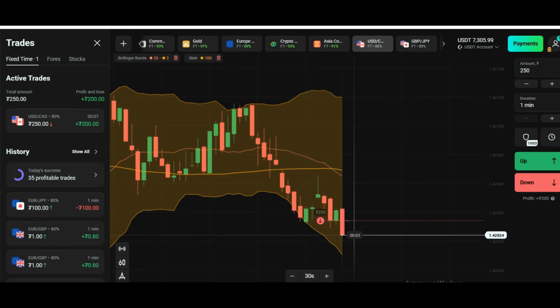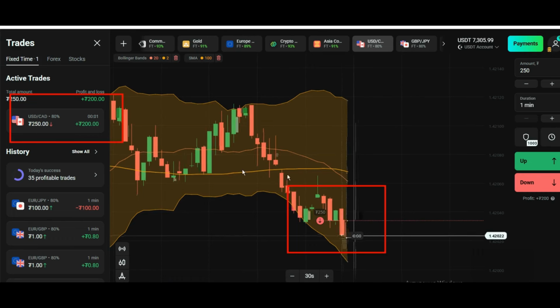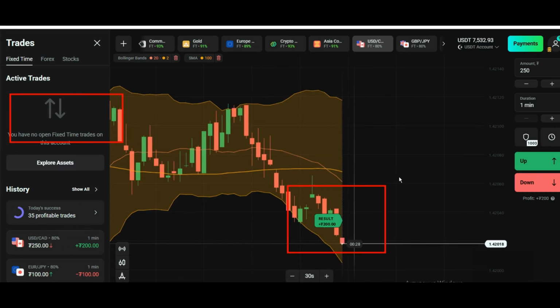Friends, what do we see? Our signal is entering a confident profit. Right now, we have made an excellent profit in 1 minute.